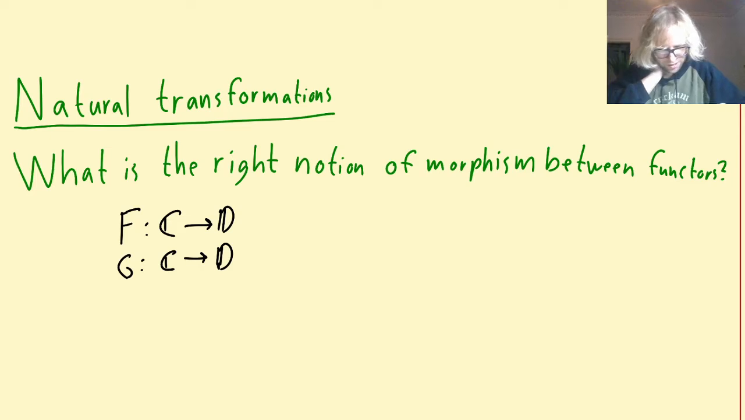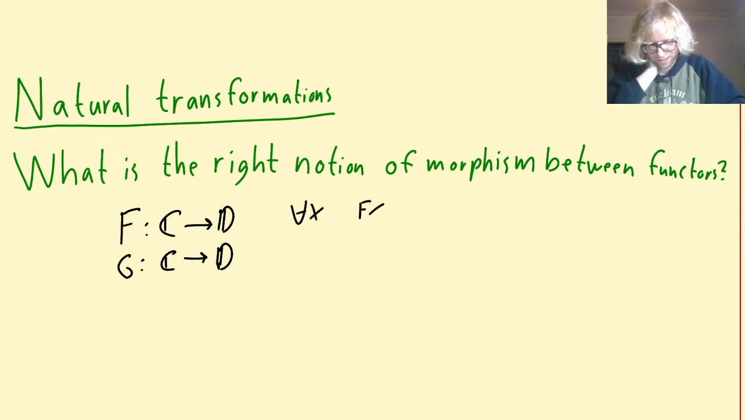Well, f and g here, they are kind of like functions, right? So it makes sense to ask for these things pointwise. That is, for every x, we have f of x, which is an object in D, and we have g of x, which is an object in D. So it makes sense to ask for an eta x, which is a morphism between these two objects. So we usually use eta and tau and letters like this for natural transformations. But that only takes care of the object part, right? So what about the morphisms?